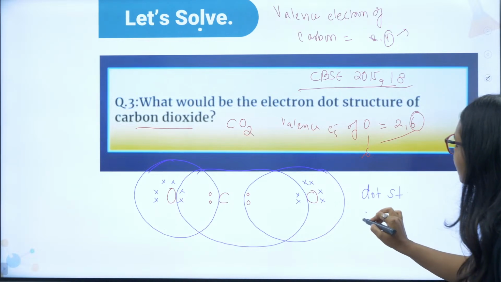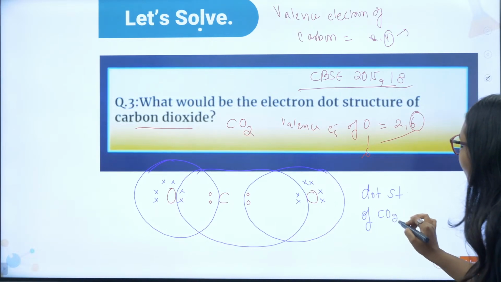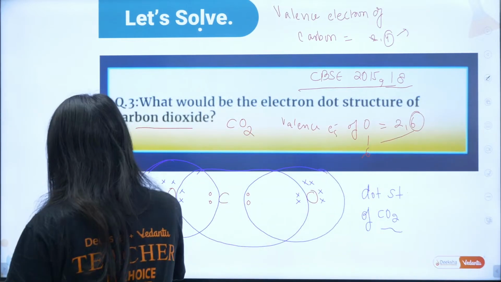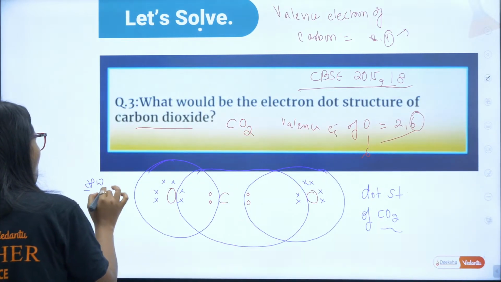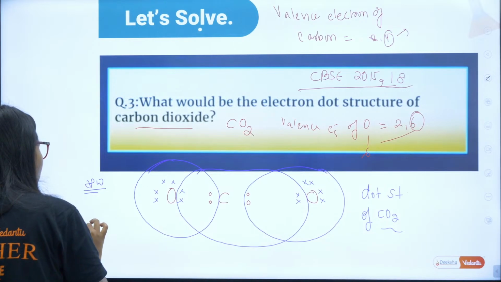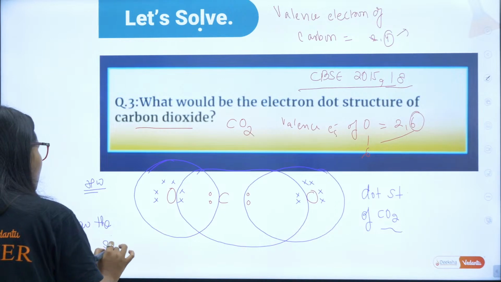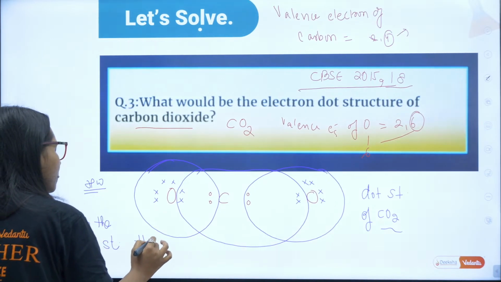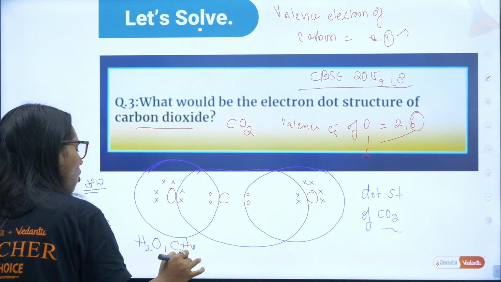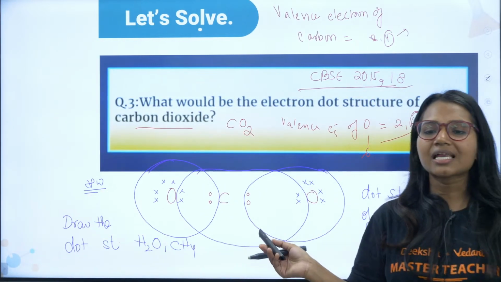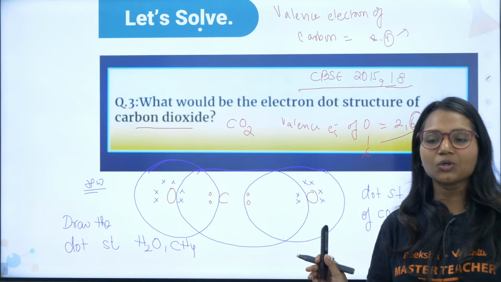If you have not understood, I will give an example of one more molecule. Or you guys do one thing. Take the homework, write down the homework. Draw the dot structure for water, for methane. Automatically you will understand. Tell me guys, did you understand the dot structure for CO2?